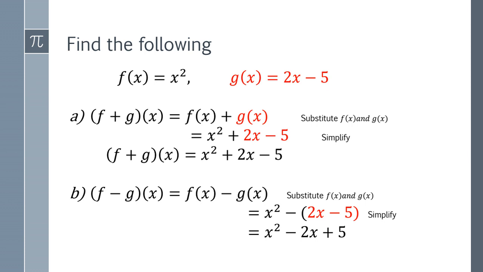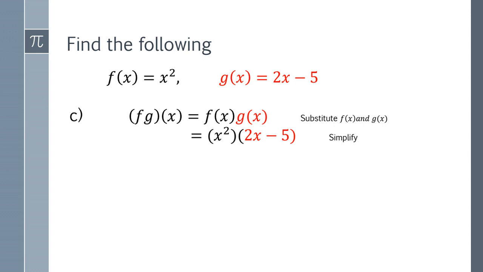And then again, none of these terms are like terms, so there's nothing to simplify or put together. So the answer of the subtraction of these two functions is just x squared minus 2x plus 5. And again, the order doesn't matter. Okay.